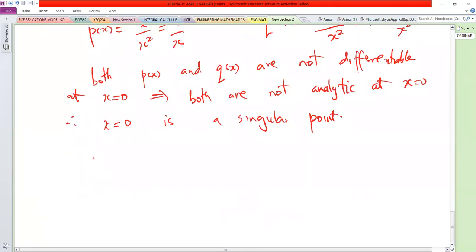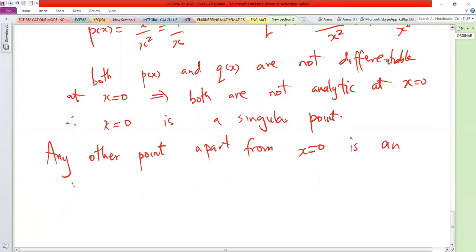And just to note, any other point apart from the point x equals 0 is an ordinary point, meaning that all those points apart from x equals 0 are analytic for the given values of small p of x and q of x.